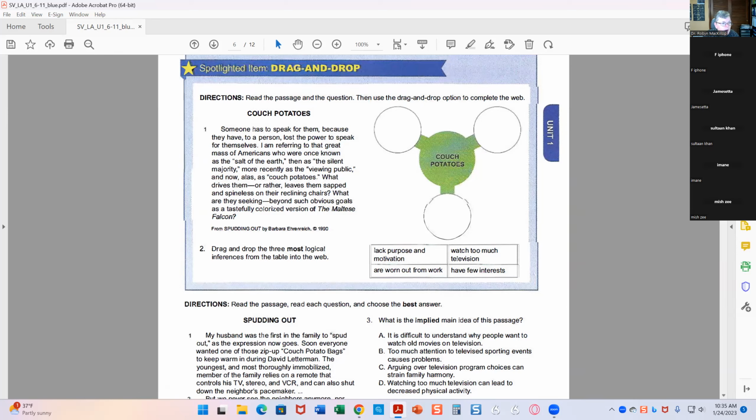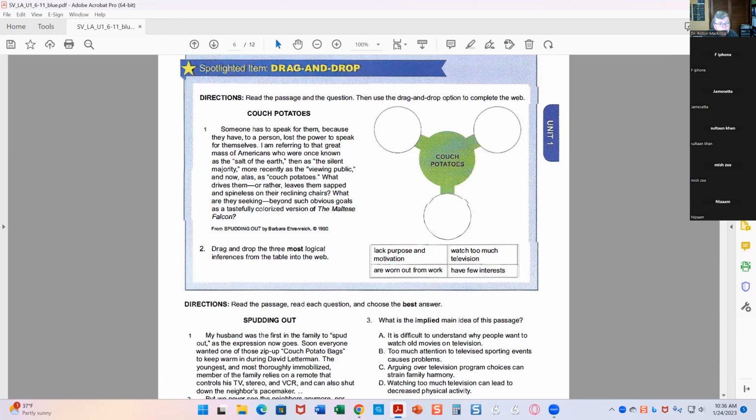So looking at that first paragraph, someone has to speak for them because a person lost the power to speak for themselves. I'm referring to that great mass of Americans who were once known as the salt of the earth, then as the silent majority, more recently as the viewing public, and now, alas, as couch potatoes. What drives them, or rather leaves them sapped and spineless on their reclining chairs? What are they seeking beyond such obvious goals as a tastefully colorized version of the Maltese Falcon? Couch potatoes, people who watch TV all day.